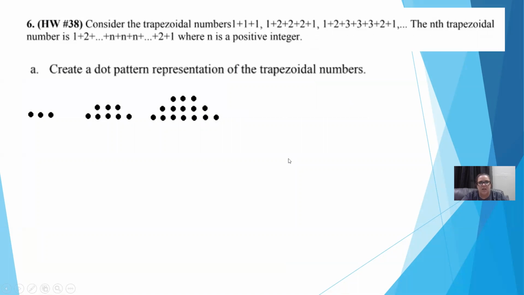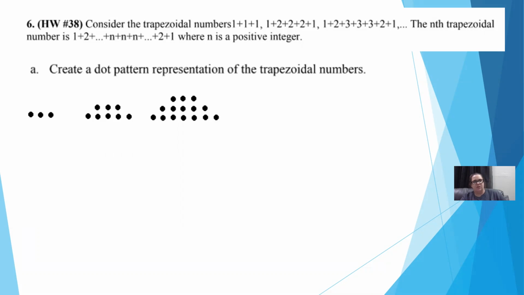Number 6. Consider the trapezoidal numbers: 1 plus 1 plus 1. Then 1 plus 2 plus 2 plus 2 plus 1. Then 1 plus 2 plus 3 plus 3 plus 3 plus 2 plus 1. The nth trapezoidal number is 1 plus 2 plus ... plus n plus n plus n plus ... plus 2 plus 1, where n is a positive integer.